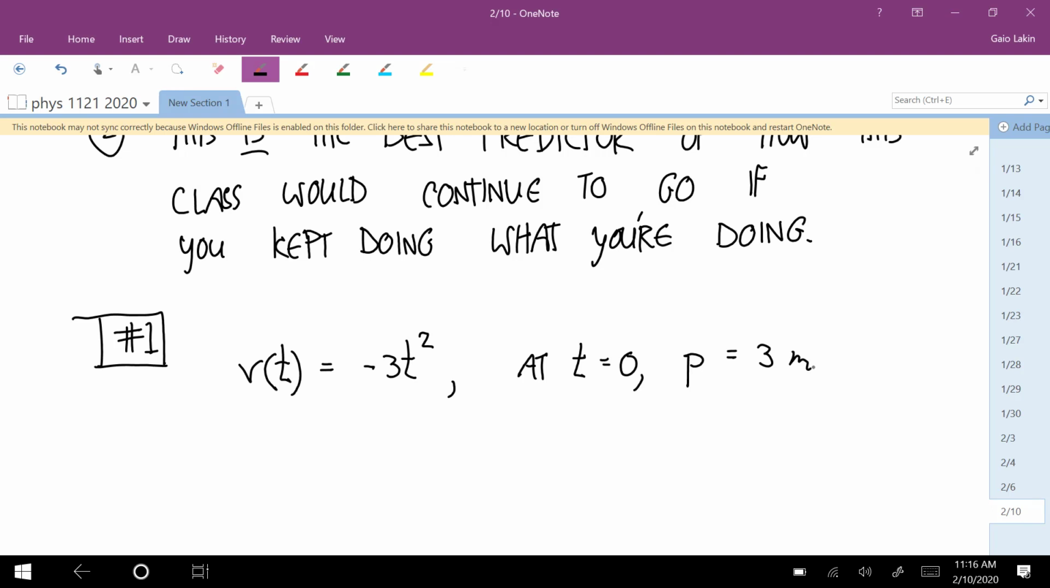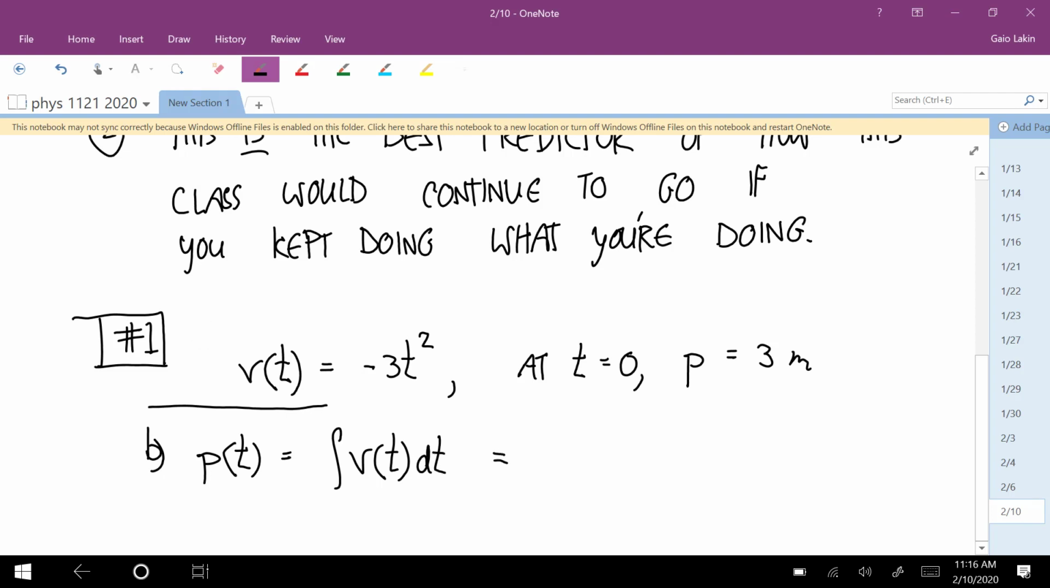To get the acceleration as a function of time, you just take the derivative. Almost everybody did that right. But to get the position, the position as a function of time is the integral of the velocity as a function of time with respect to time. And so that is negative t cubed plus some constant.